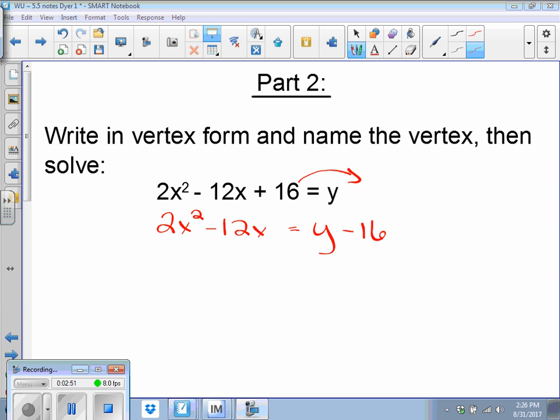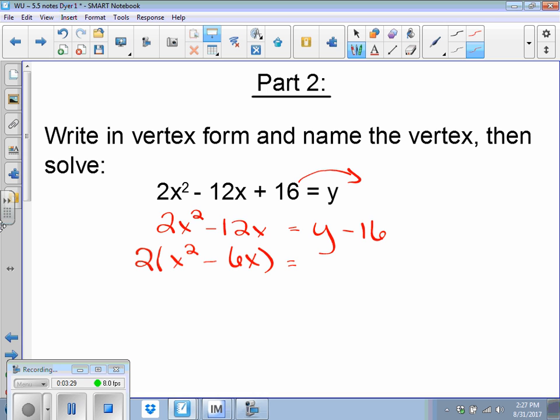We're going to factor out 2 from the left-hand side. When you factor out something, you don't have to do it to both sides. You just do it to one side. So I'm going to factor out a 2, which means I am dividing both of those terms by 2. And the 2 goes on the outside of the parentheses. So what am I left with inside the parentheses? x squared minus 6x. Do not make the mistake of only dividing the first term by 2.